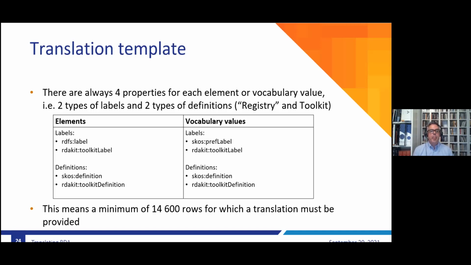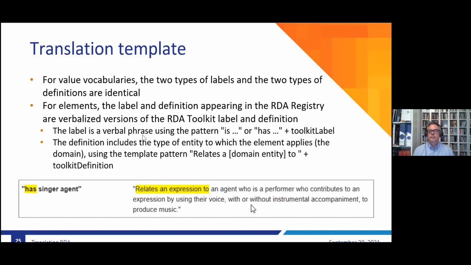So assuming that a community decides to tackle all the RDA element sets and vocabularies, this means a minimum of 14,600 rows for which a translation must be provided. But one has to keep in mind that even though 14,600 rows might look like a lot, we have to remember that some of the content is duplicated or reused, which reduces the amount of original translation to be done.